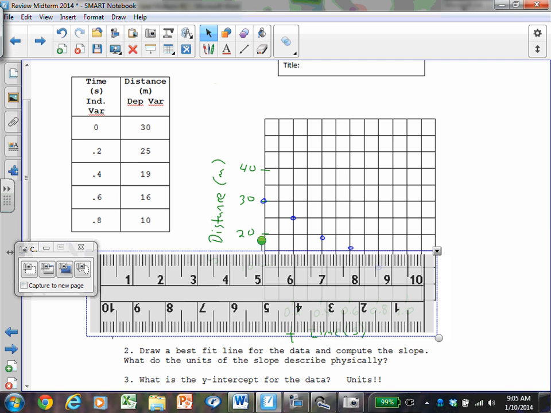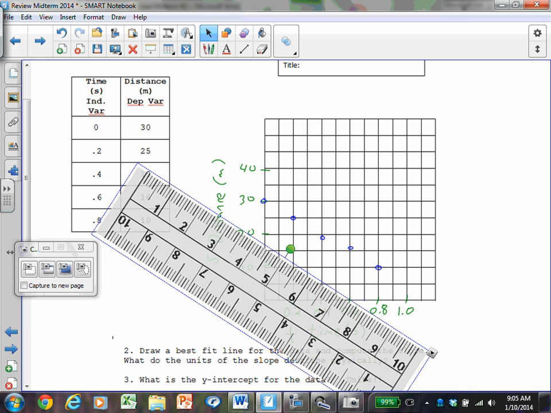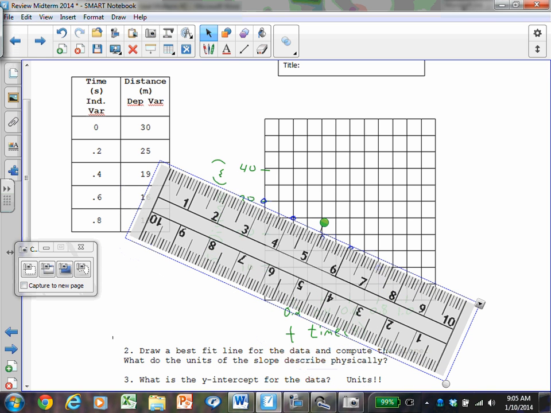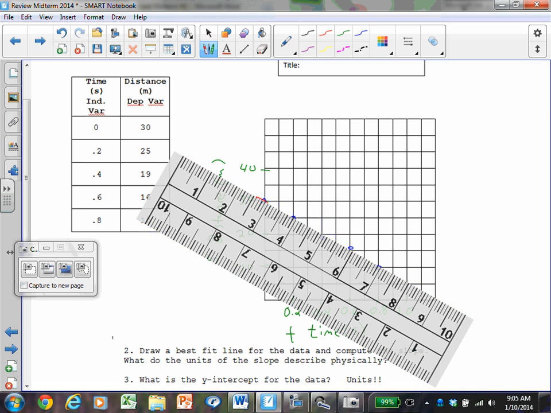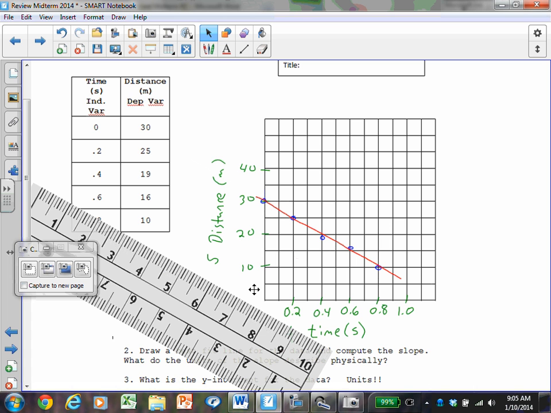Yours would probably be a little easier to control, right? I'll have rulers actually for the exam, so you don't have to worry about bringing that in if you forget yours. So does that go through every data point? No, it doesn't. Okay, thanks for coming for your short visit.